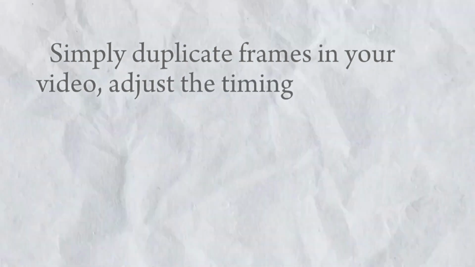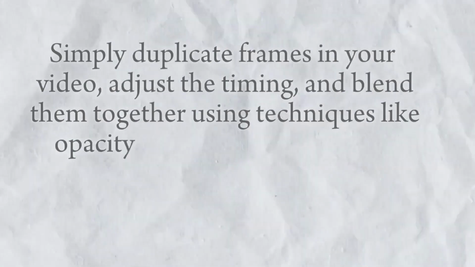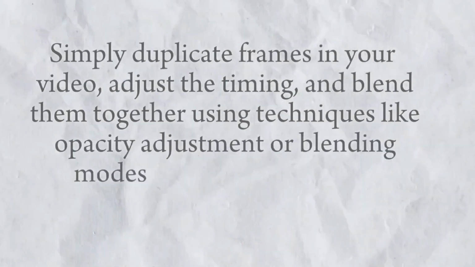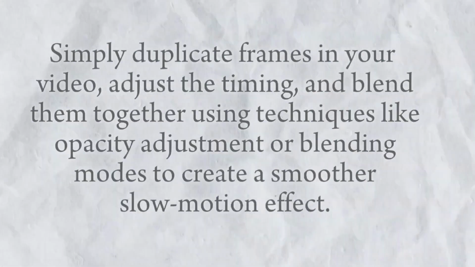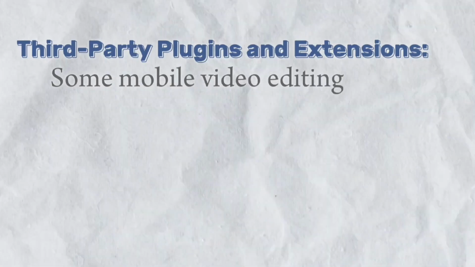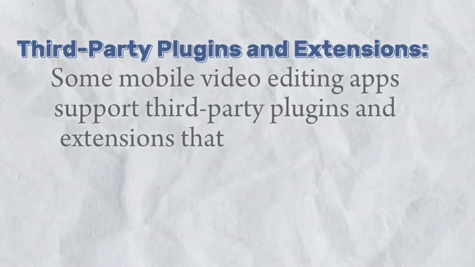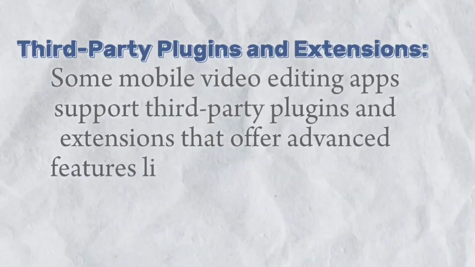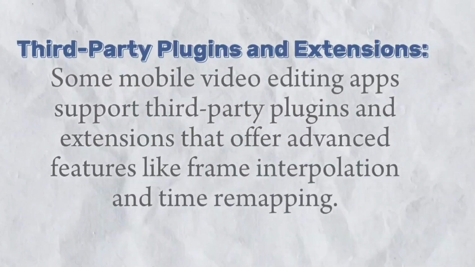Simply duplicate frames in your video, adjusting the timing, and blend them together using techniques like opacity adjustment or blending modes to create a smoother, slow motion effect. Third-party plugins and extensions. Some mobile video editing apps support third-party plugins and extensions that offer advanced features like frame interpolation and time remapping.